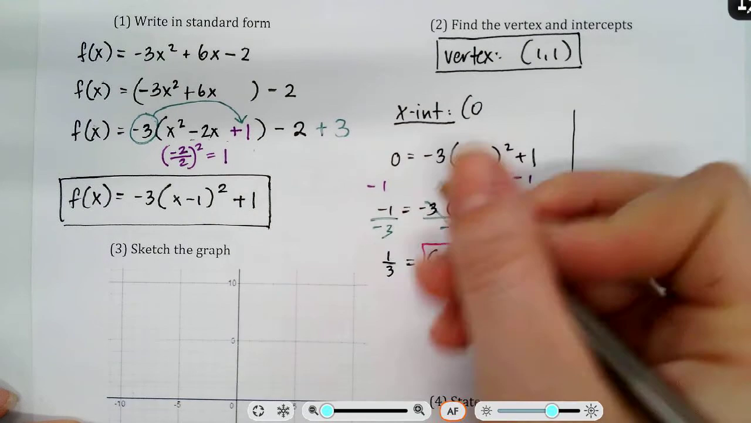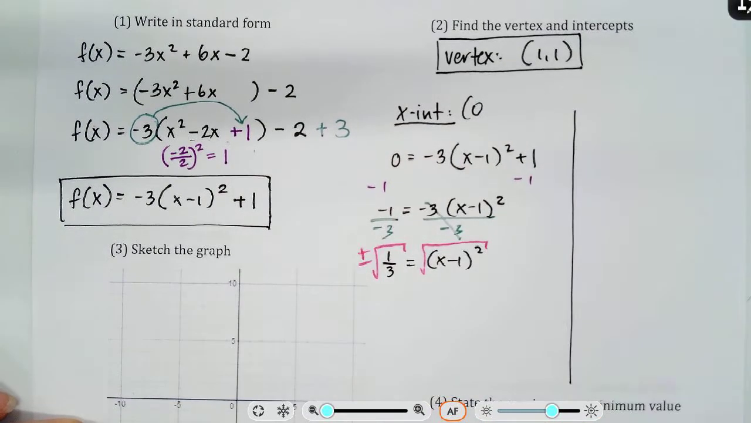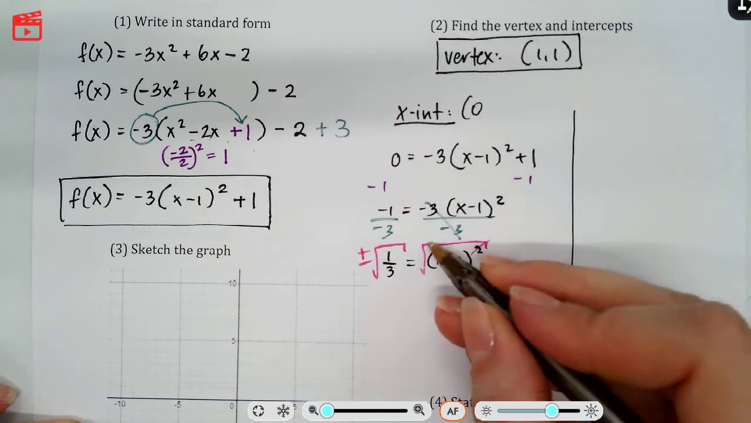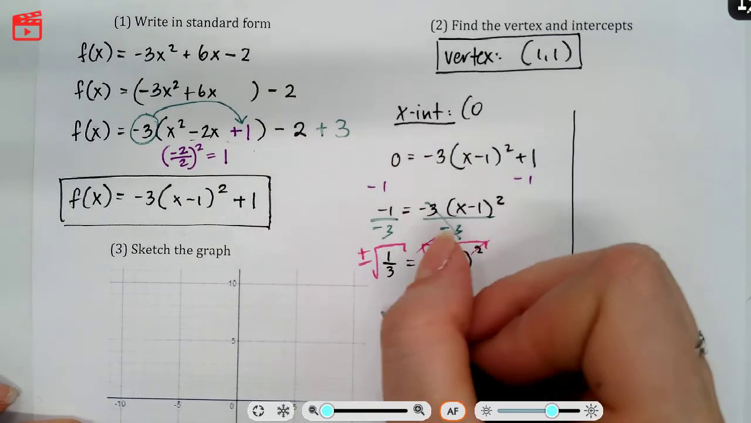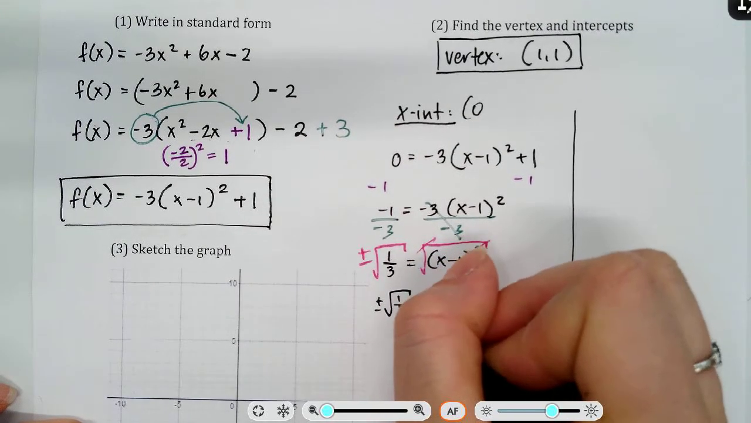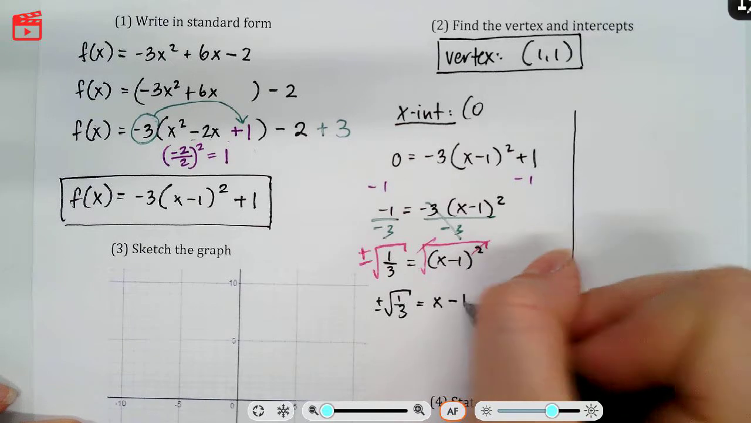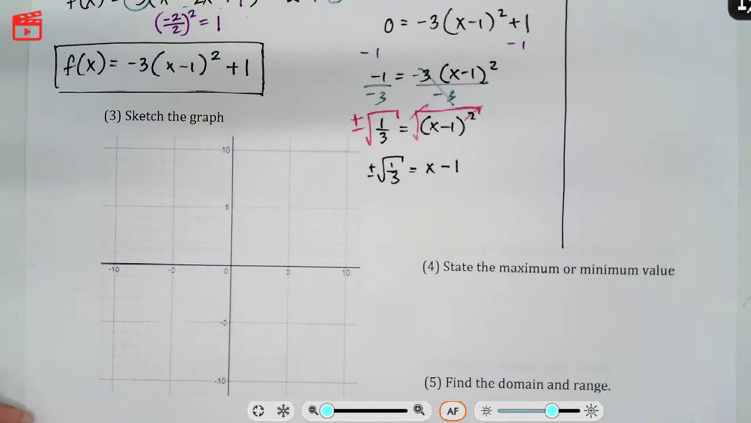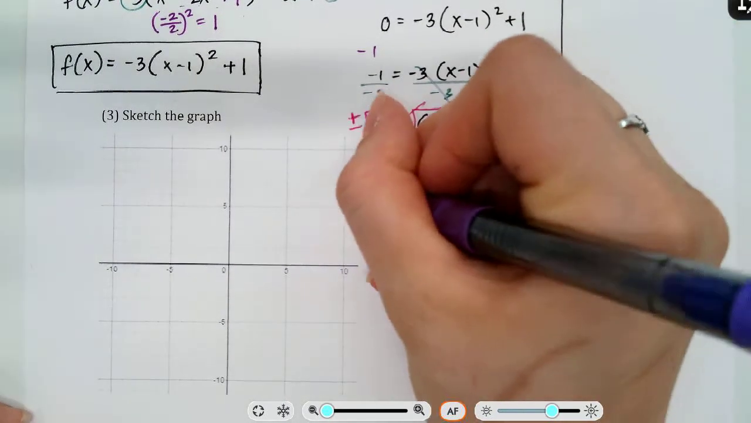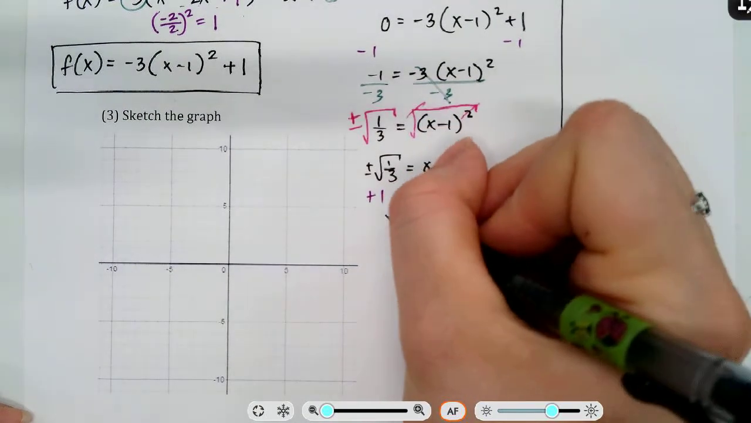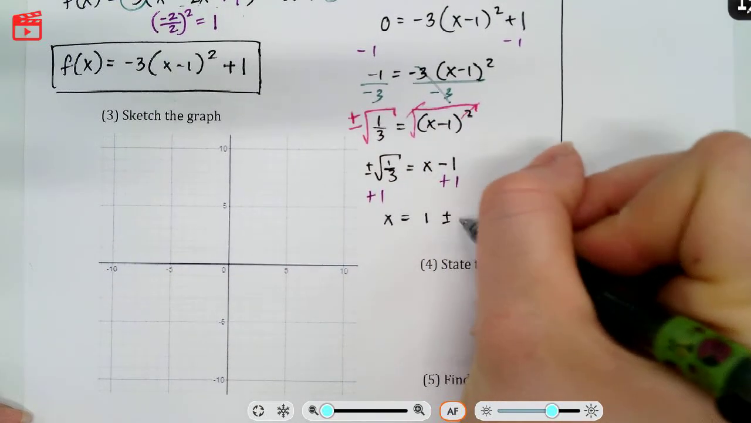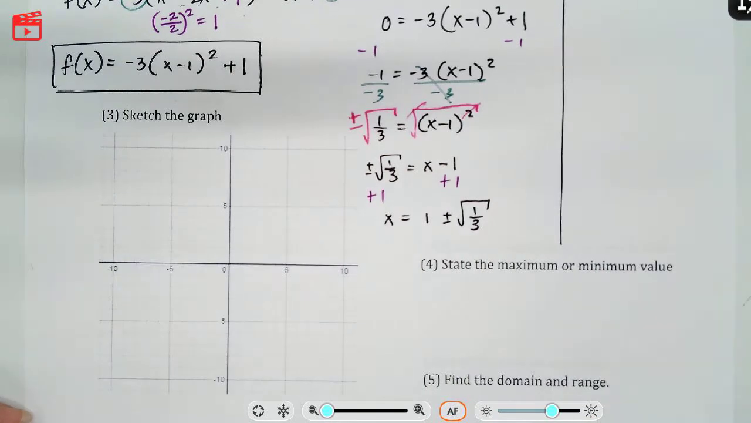So square rooting both sides. Remember the plus or minus, very important. And then we have plus or minus the square root of 1 over 3 equals x minus 1. Whew, almost there. Let's get x by itself by adding 1 to both sides. And we have, I'm going to flip this, x equals 1 plus or minus the square root of 1 over 3.